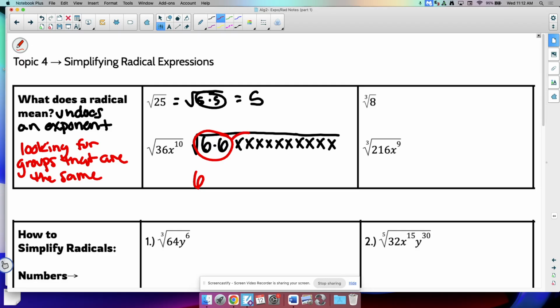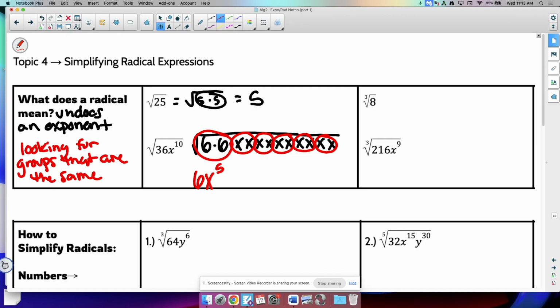So if I start grouping these things into groups of 2, how many groups of 2 can I make with all of my x's? 5. So the square root of 36x to the 10th is 6x to the 5th. Because again, a square root is looking for groups of 2. And if you have 10 total x's and you're taking out groups of 2, we made 5 groups.